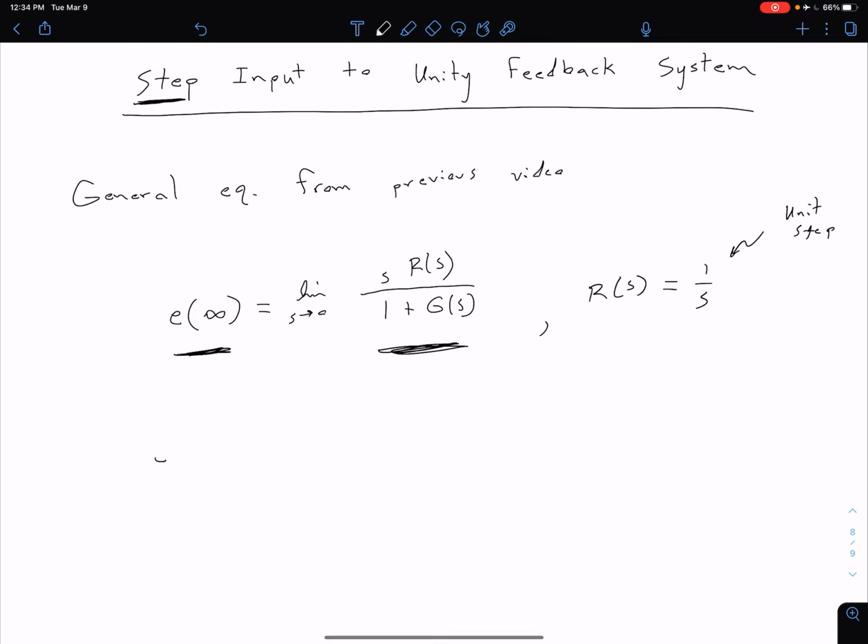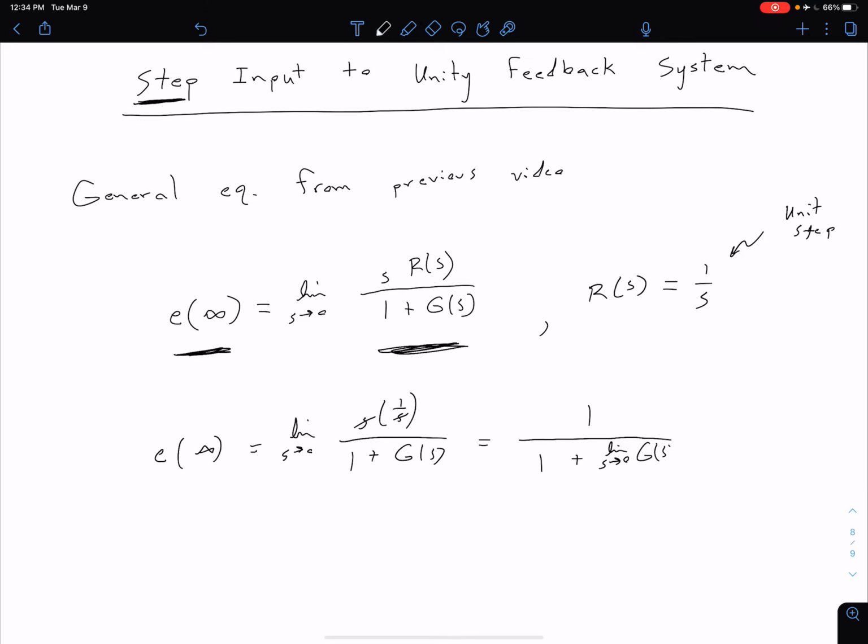All we have to do is plug that into our expression, so e of infinity is now equal to the limit as s goes to 0 of s times 1 over s, divided by 1 plus G(s). Of course, these s's cancel out in the numerator, leaving just a constant 1. We have a 1 in the denominator, and the only thing that depends on this limit of s is our G(s), so we can move that limit right beside our G(s). So we have 1 over 1 plus the limit as s goes to 0 of G(s).